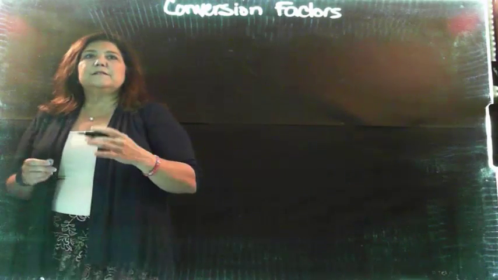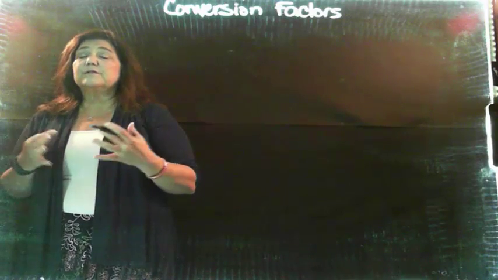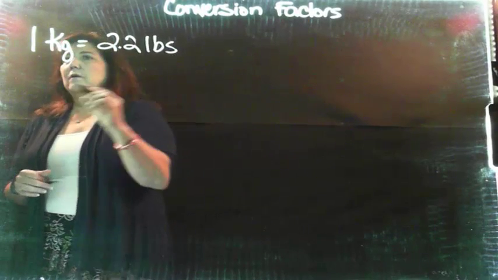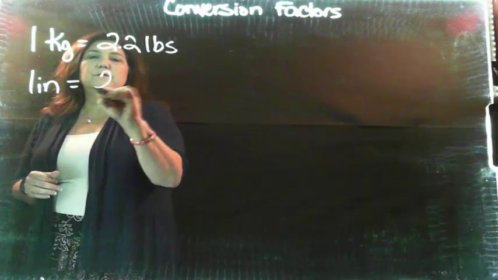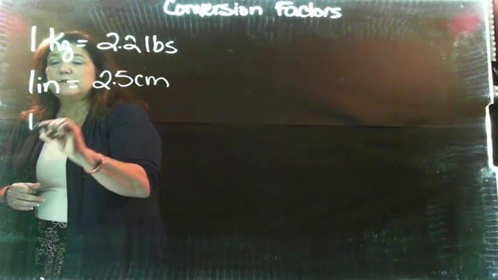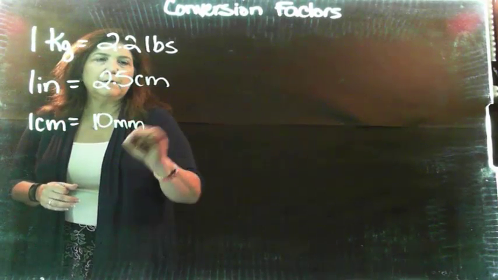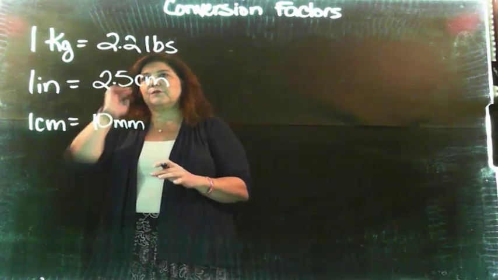First of all, we need to identify which units of measure are larger versus the ones that are smaller. So I have 1 kilogram, and a kilogram is equal to 2.2 pounds. Then the next one is 1 inch, and an inch equals 2.5 centimeters. And then we have 1 centimeter, which is the same thing as 10 millimeters. So those are our conversion facts, and this is what you need to remember.